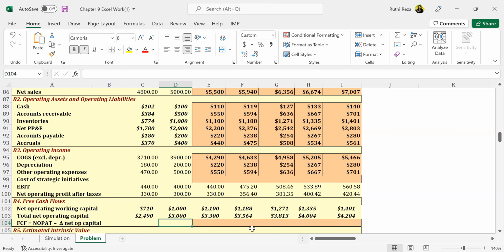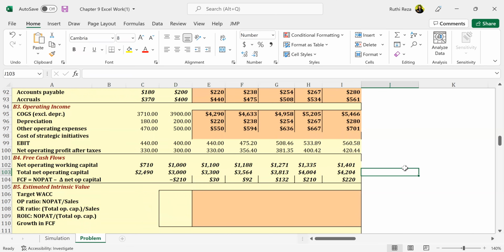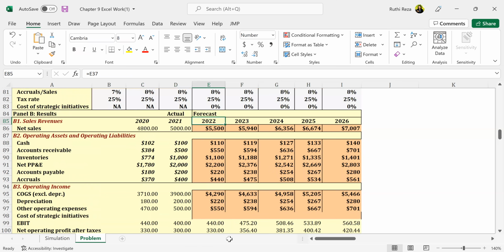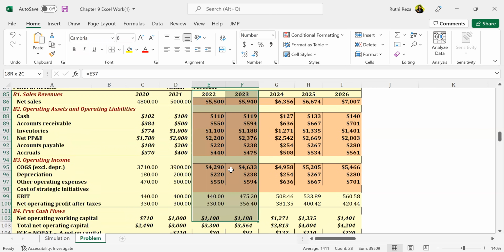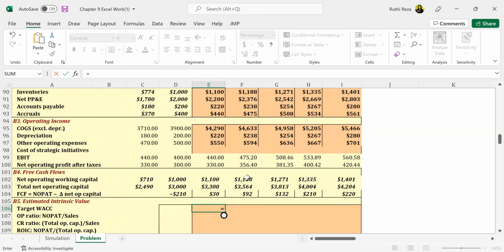Now free cash flow to the firm. So it is the difference between net operating profit after tax and the changes in net operating capital. So net operating profit minus changes in net operating capital. All right, so now we got our forecasted free cash flow to the firm starting from the year 2022. All right, now let us calculate our target weighted average cost of capital.